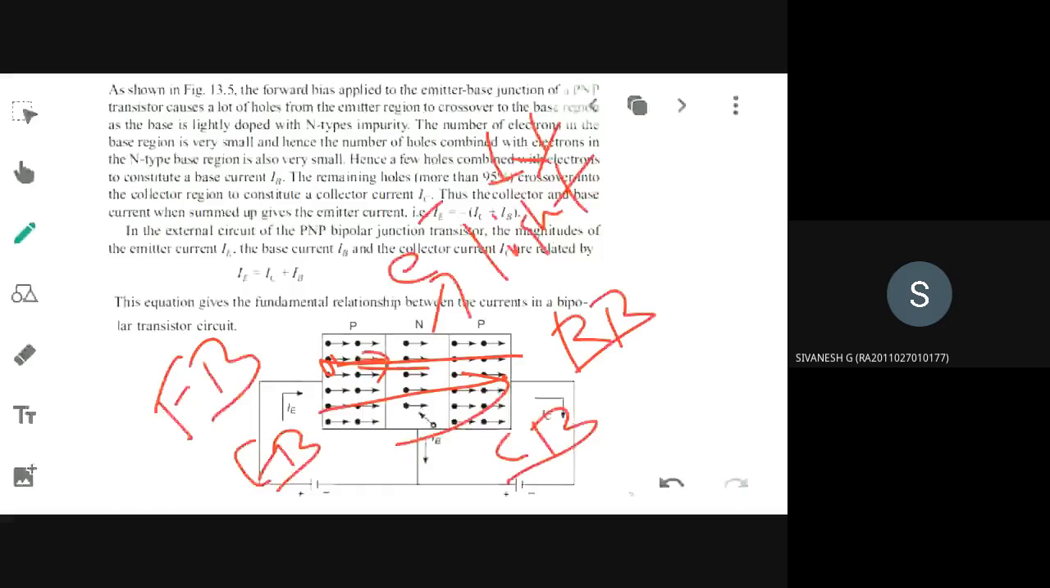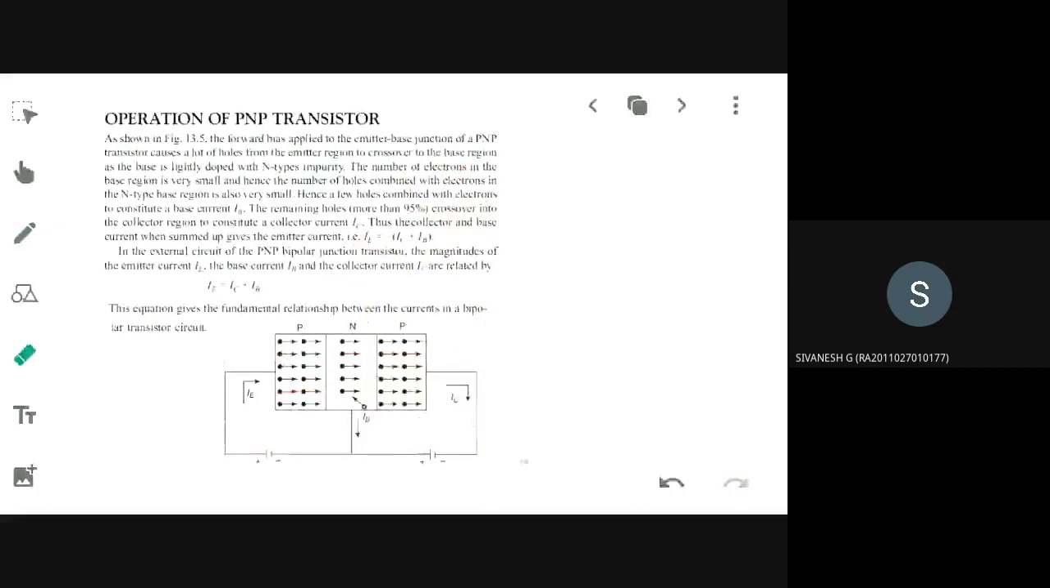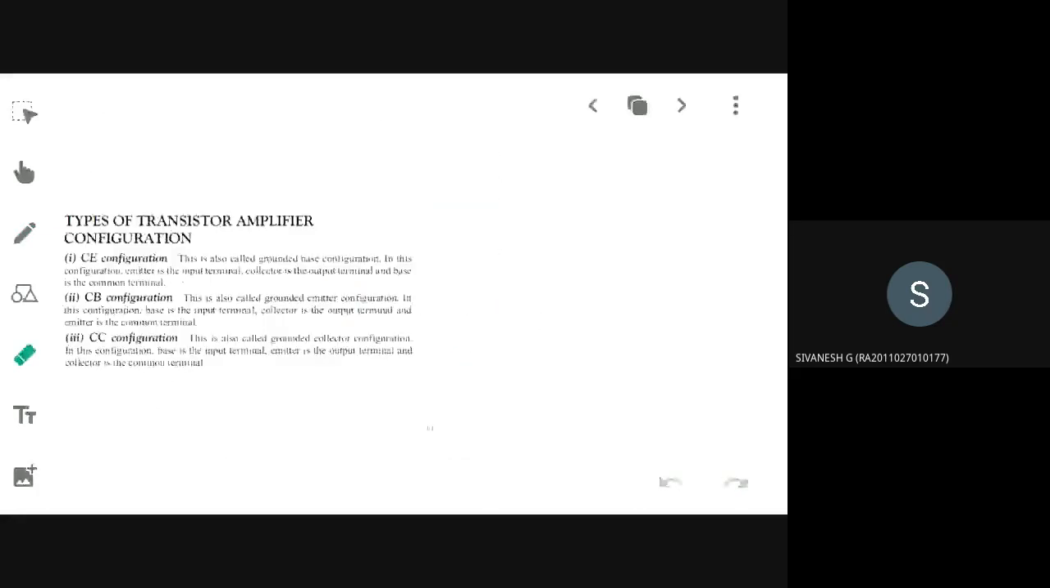But if it is an NPN transistor, the conduction will be because of electrons, but if it is a PNP, it will be because of the holes. That is why it is called a bipolar junction transistor. Understood?